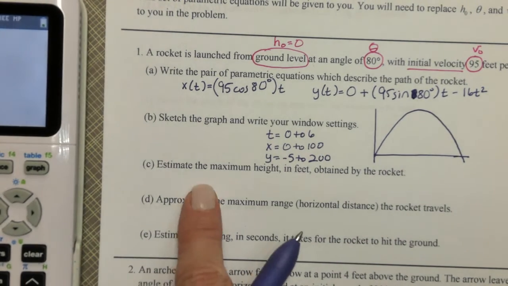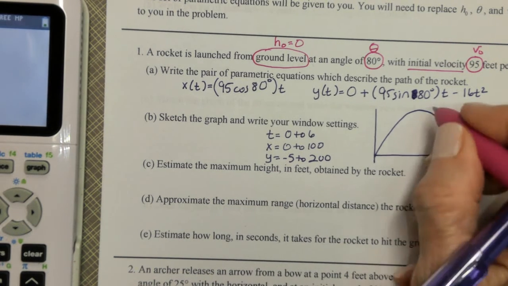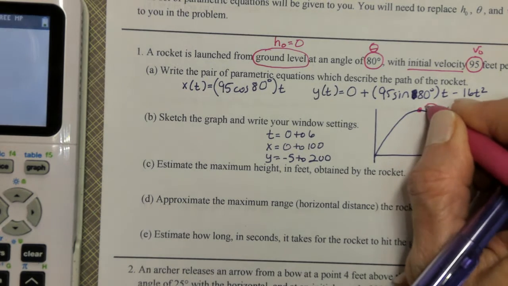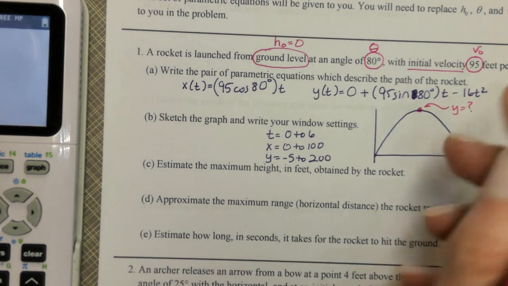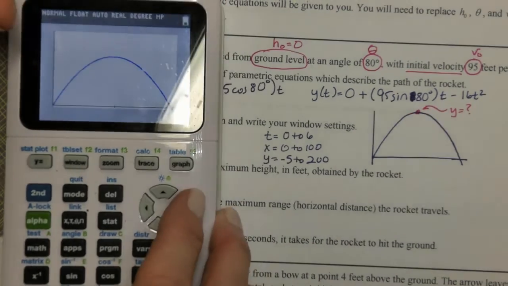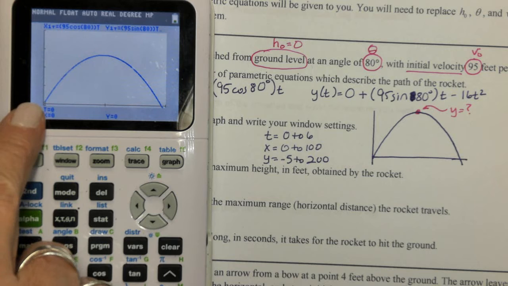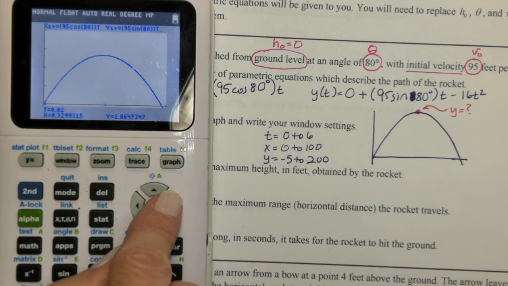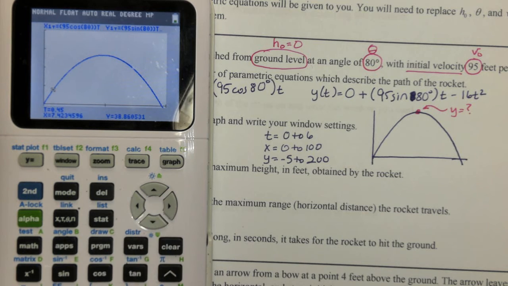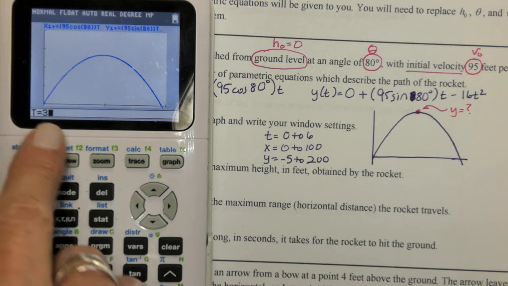All right. Estimate the maximum height obtained by the rocket. So we want the height, so that will be the y value here. Okay, I'm going to hit trace. When I hit trace I start way over here at time 0, and if you just do this, it takes a while. So instead, I can put in the number 3. I'm hitting 3 and then enter. When I do 3, it's going to take me to when time is 3.